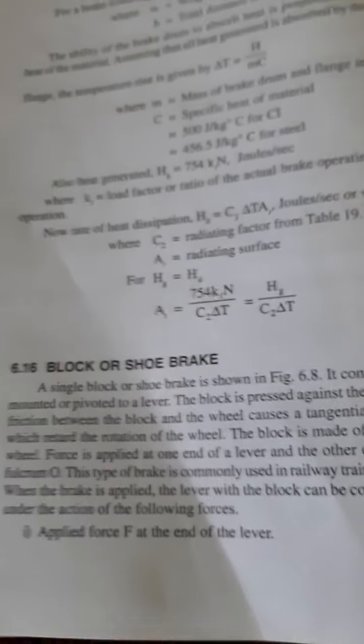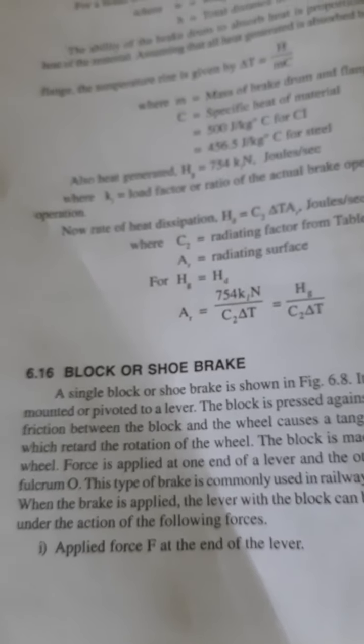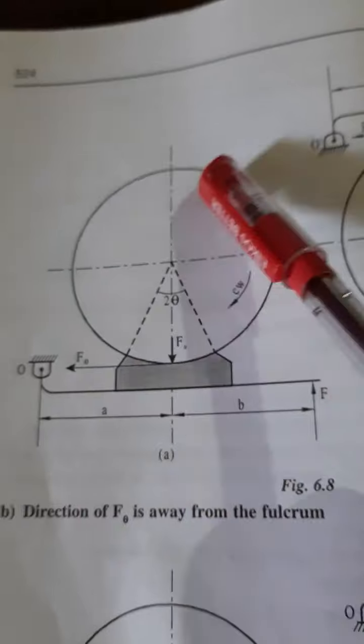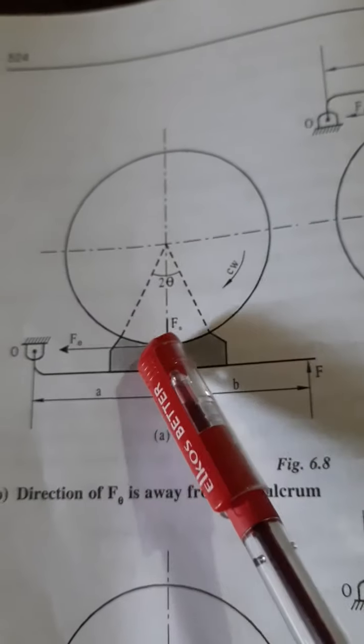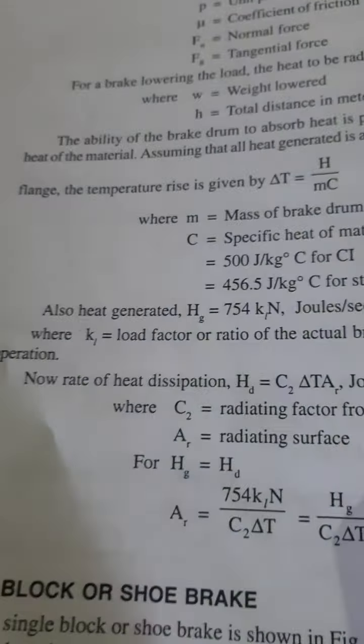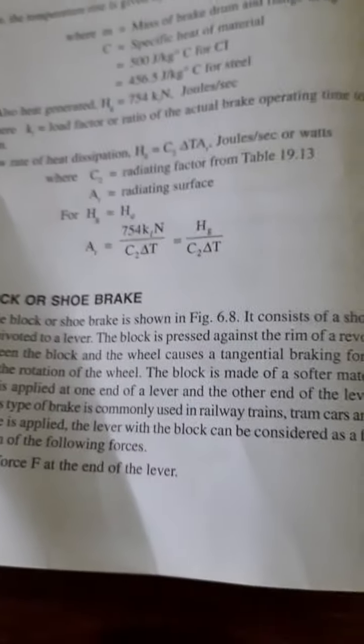Next topic we'll discuss is the block or shoe brake. A block brake is one which has one block, and this is the drum. When this block is pressed against the drum, the brake is applied. So it's called a block brake.